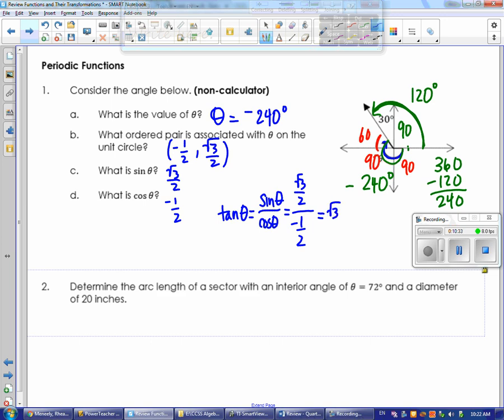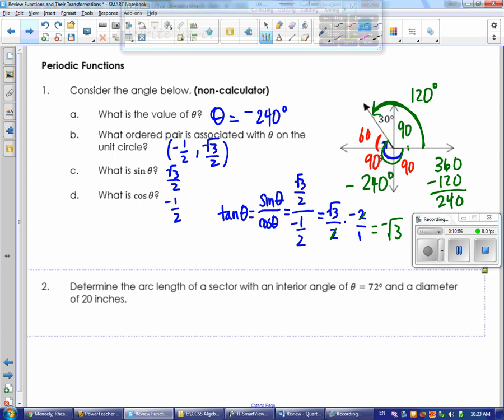So I'm going to keep the top fraction the same, and then I'm going to change from division to multiplication, and I'm going to flip the other fraction. I'm going to take the reciprocal, and that's going to be negative 2 over 1. And what's nice about this situation is that these 2's will cancel, and I'm just left with the square root of 3 times negative 1. And that's going to leave me with a negative square root of 3.